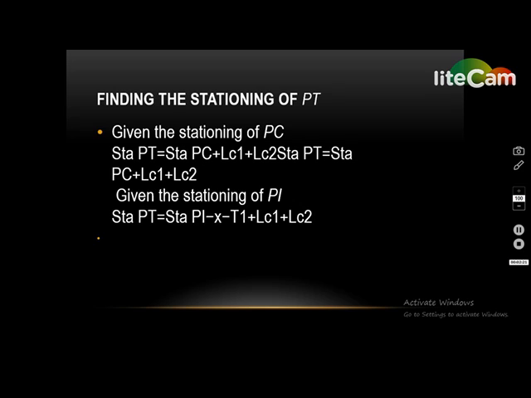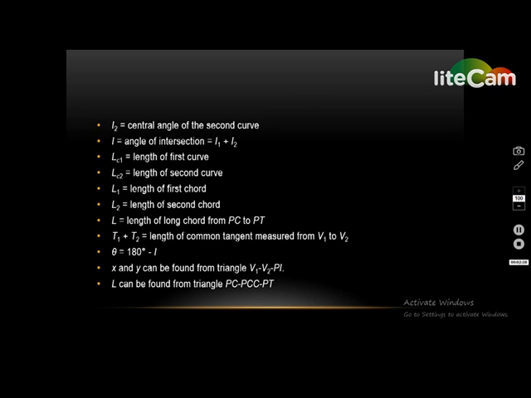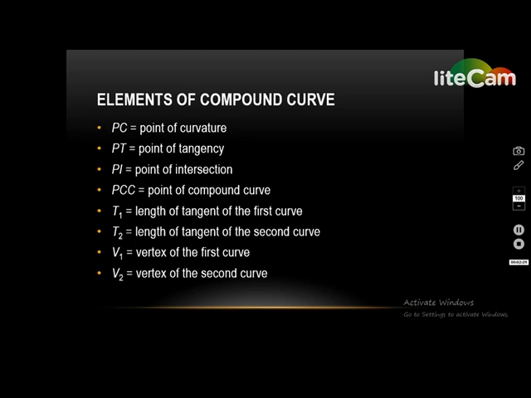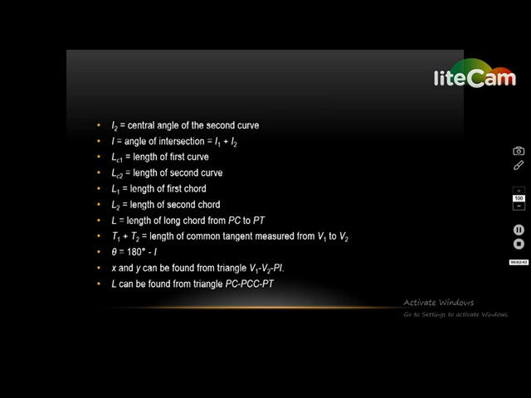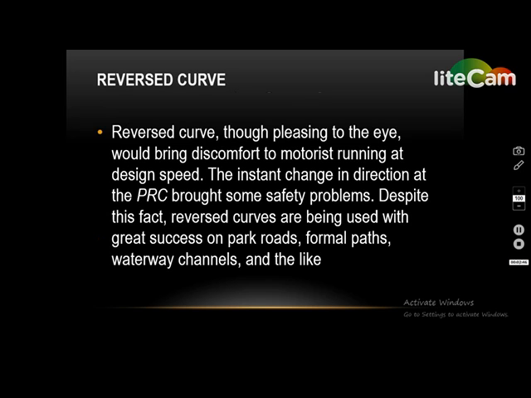Next, if the stationing of PI, the point of intersection, is given, the formula would be stationing of PT equals stationing of PI minus X minus T1, where T1 is the length of tangent of the first curve, plus LC1 plus LC2, the lengths of the first and second curves.